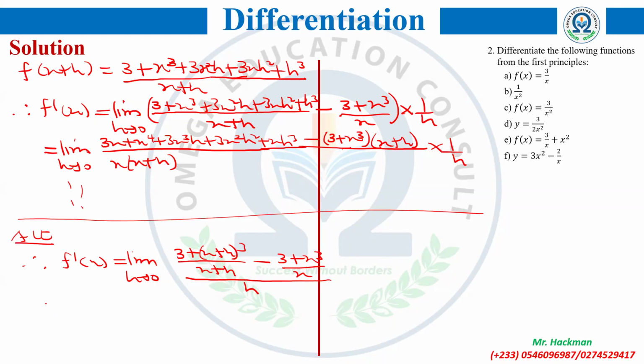Now this is what we are going to get. You can see that the rest is basically algebra. Apart from the principle, the rest is just your algebra, so your algebra needs to be strong. So what do we have? We are going to have the limit as h approaches 0 of the single fraction of the numerator. The LCM will be x times x plus h.